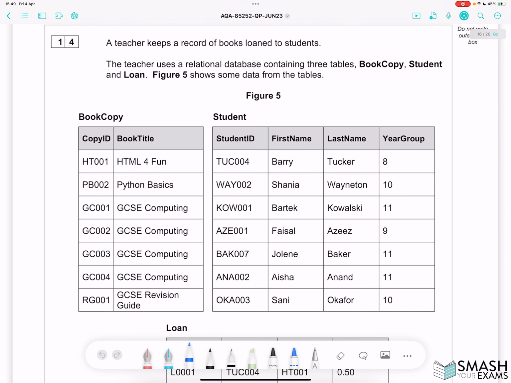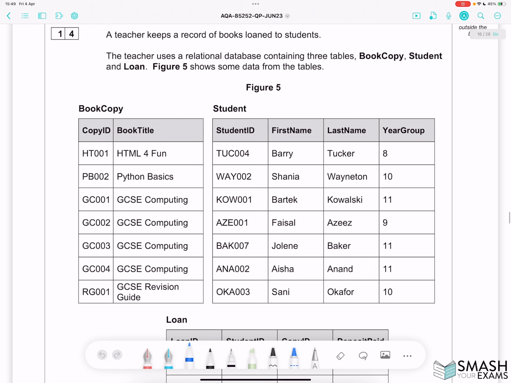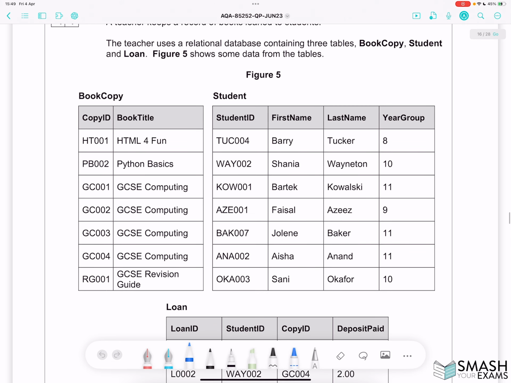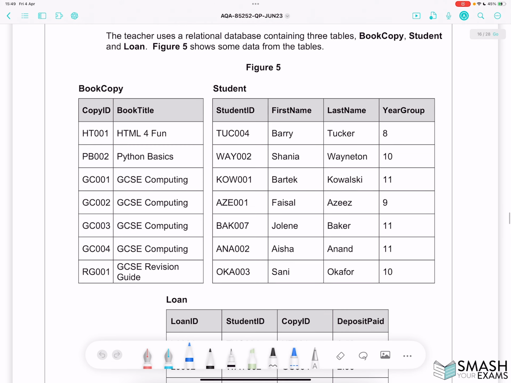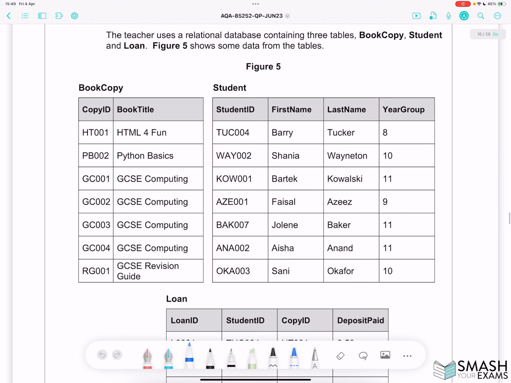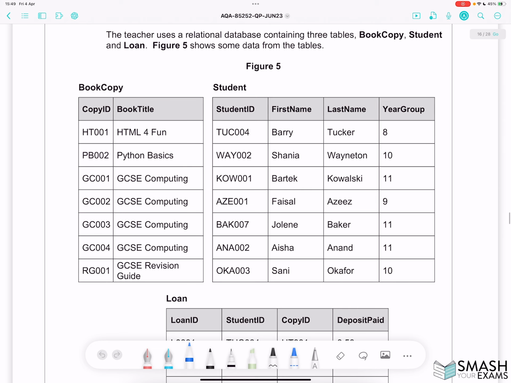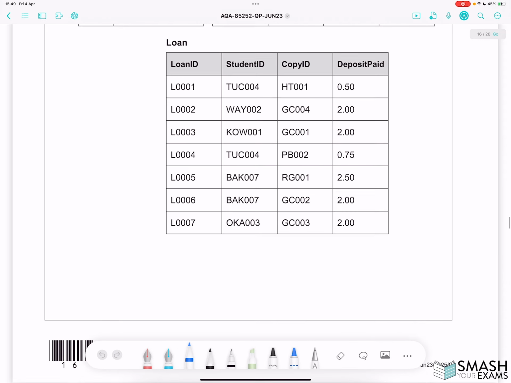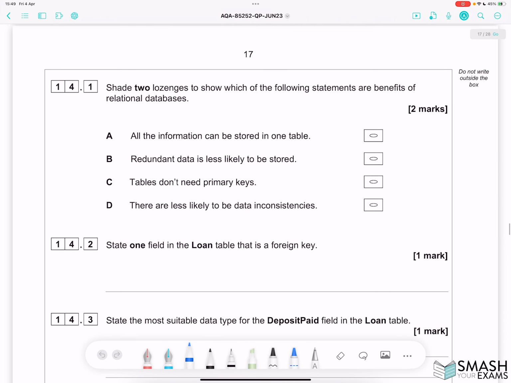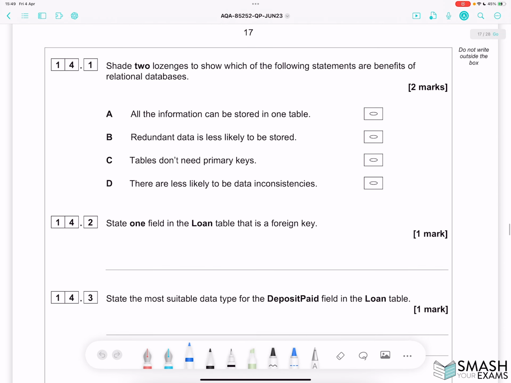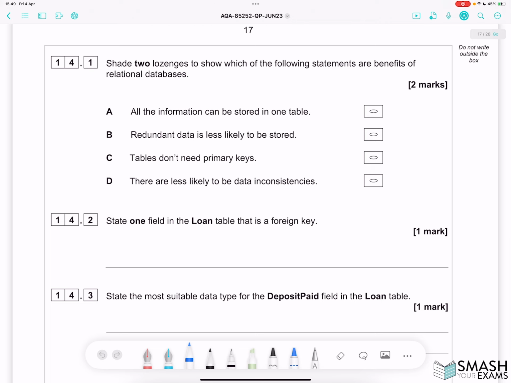Now it looks like question 14, we are having a look at databases. The teacher uses a relational database containing 3 tables: book copy, student and loan. I think those names in bold are going to be relevant to the question here. The first question: shade 2 lozenges that show which of the following statements are benefits of a relational database.